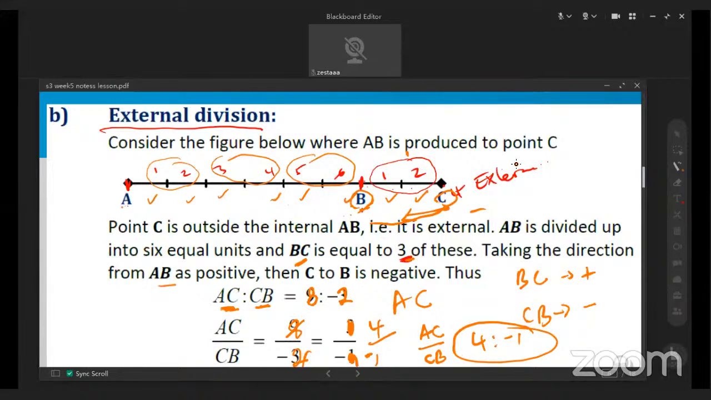All right. Let me ask Anzoa. Is this Anzoa?